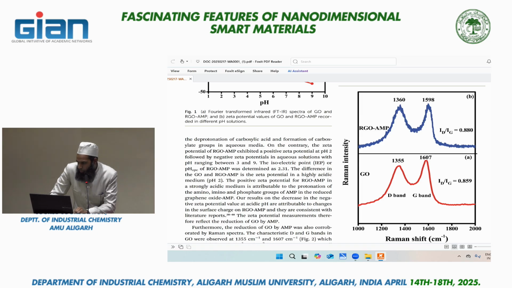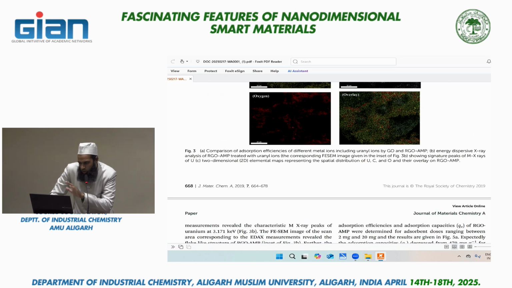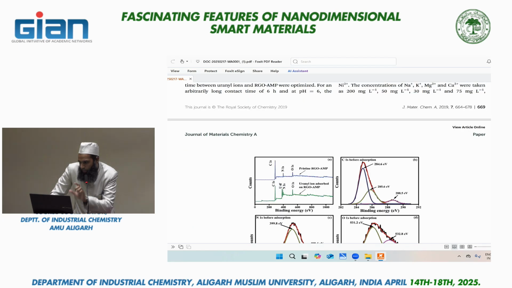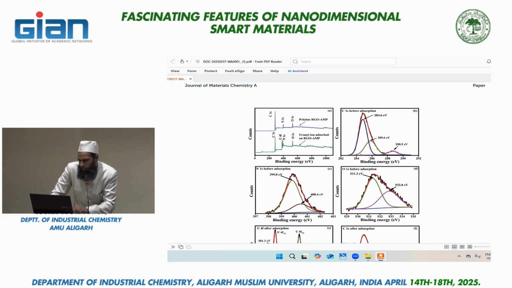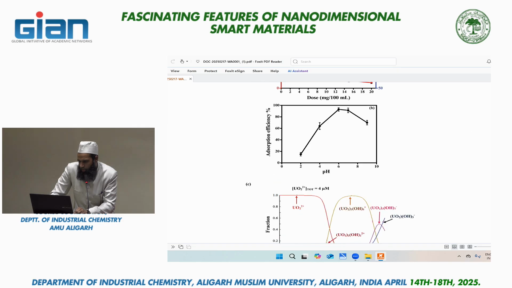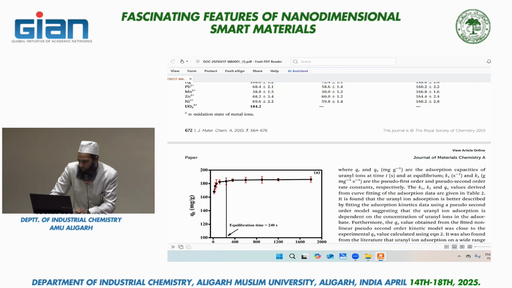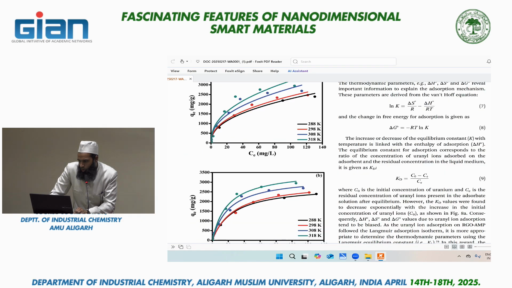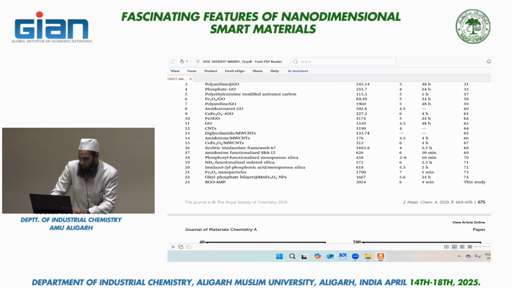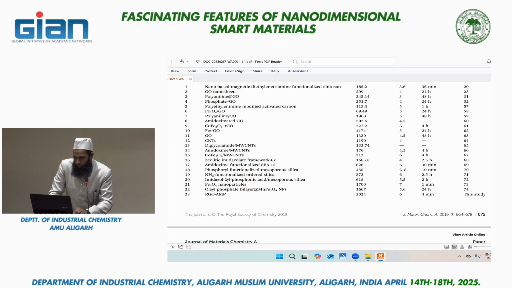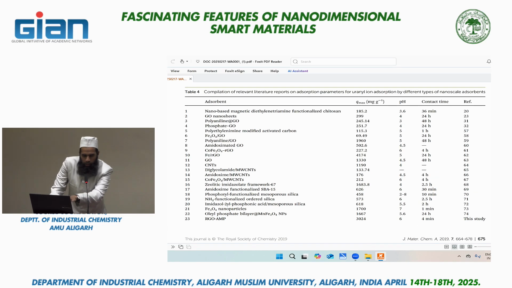Now some results I want to show you, not all, but a comparative table. This is the XPS result, very normal, nothing very new in this. But I want to show a comparative table of this. What is the beauty of this RGOMP? Look at this. This is a comparative table.